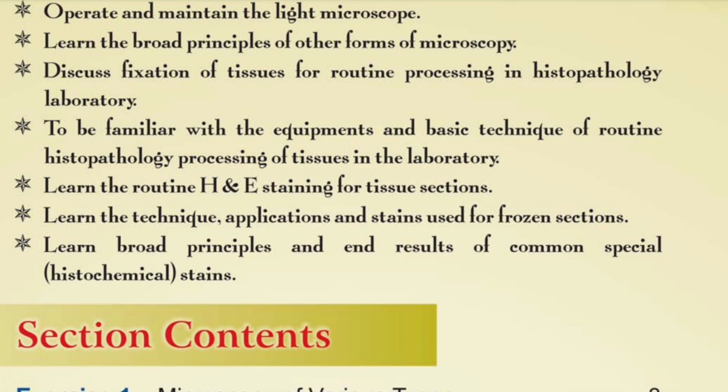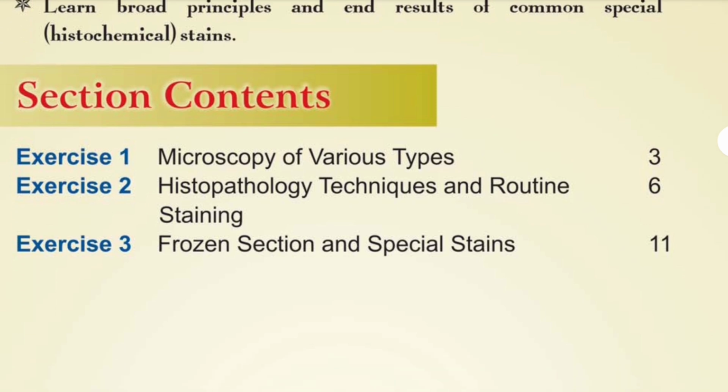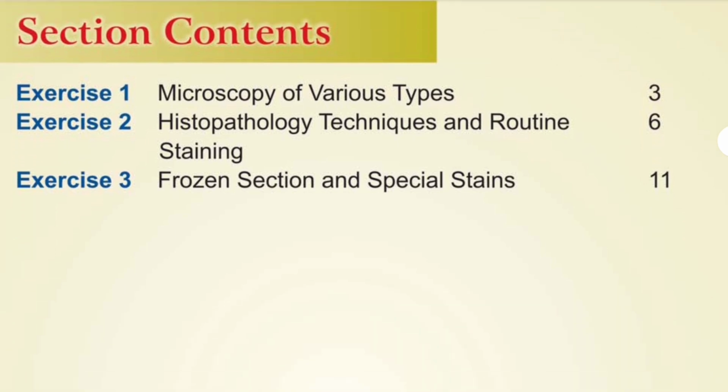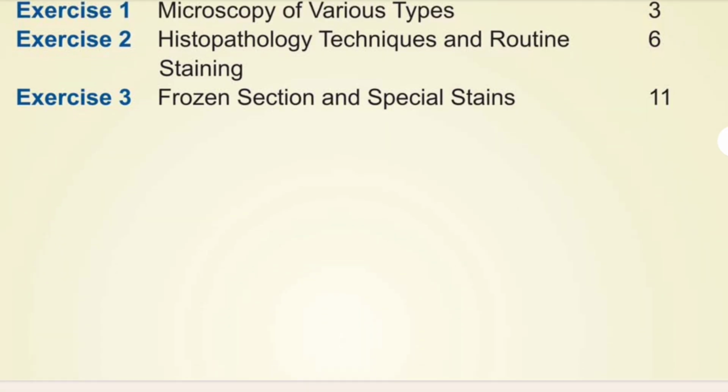To be familiar with the equipment and basic technique of routine histopathology processing of tissue in laboratory, learn the routine H&E staining for tissue section, learn the technique, applications and stains used for frozen sections, learn broad principles and end results of common special histochemical stains. Section contains microscopy of various types, histopathology techniques and routine staining, frozen section and special stains.